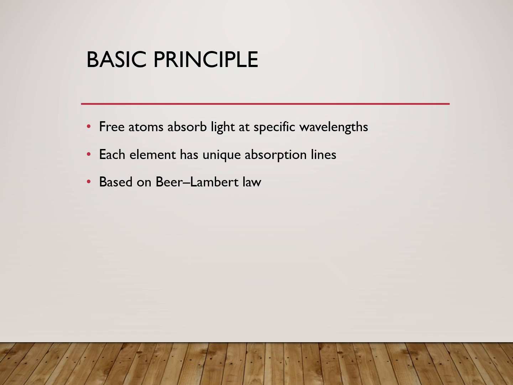As it is known as atomic absorption spectroscopy, atoms will absorb light at a specific wavelength. Each element has unique absorption lines and gives a unique spectrum, and its basic principle is also based on the Beer-Lambert law, as the absorption is directly proportional to concentration.